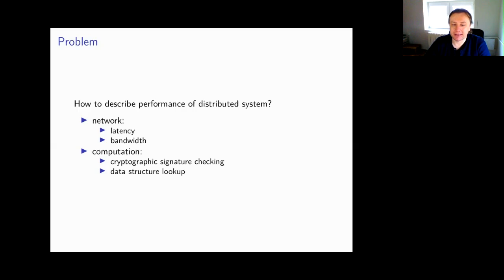In order to model such a system, we need to take care of these components. So network latency, network bandwidth, computation costs like cryptographic signature checking or data structure lookup in the hash tables.